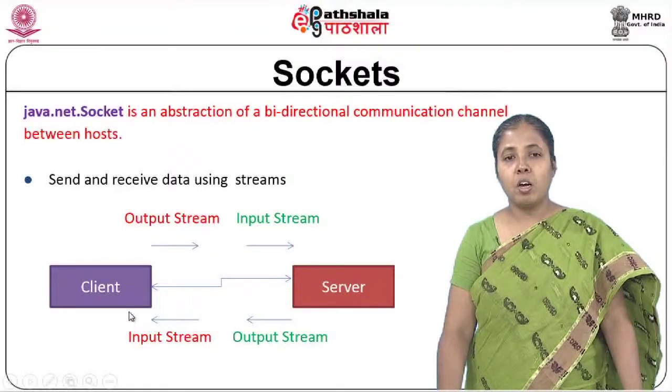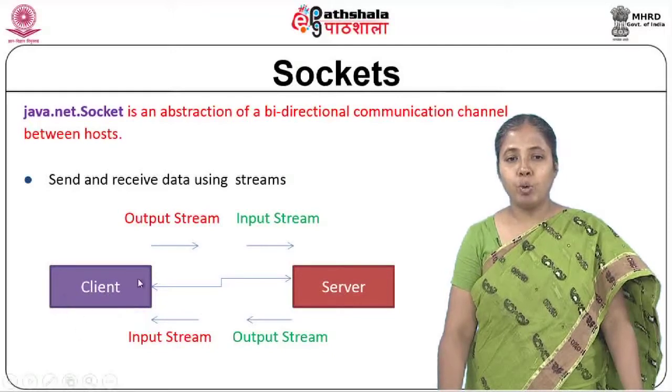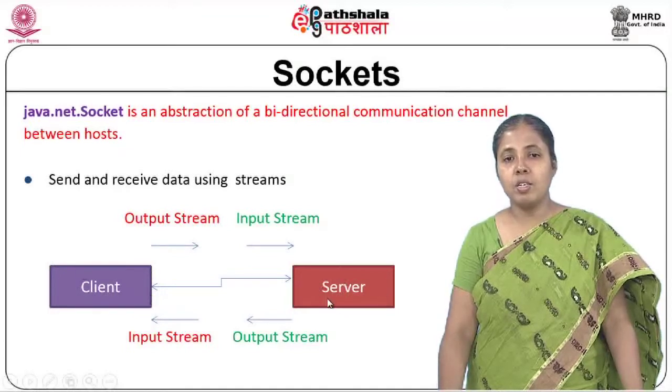Now you can see how we can send and receive data using streams. As I told you, we have two entities. One machine would be called a client and the other one would be called a server, and there would be an input stream and an output stream associated with both entities. An input stream is for reading data into the server and an output stream is for sending information from the server. Each of these two entities has to have an input stream and an output stream.